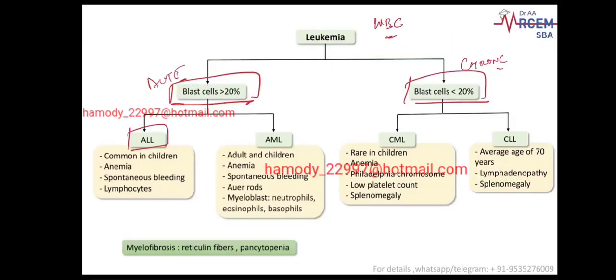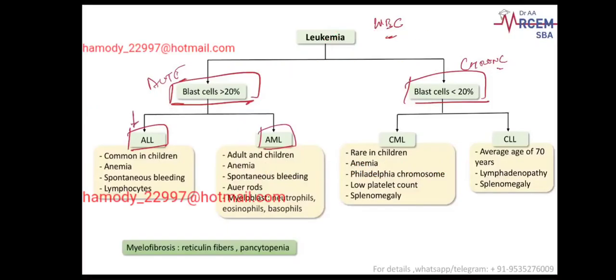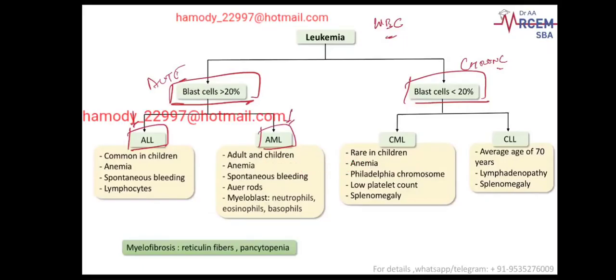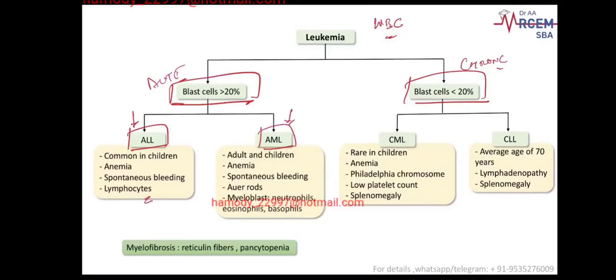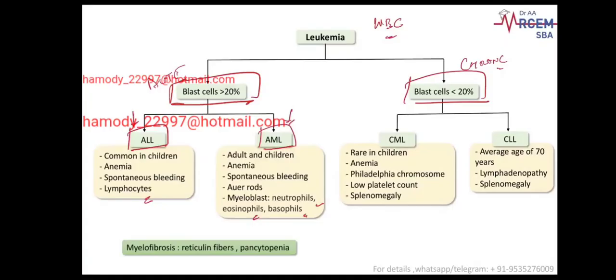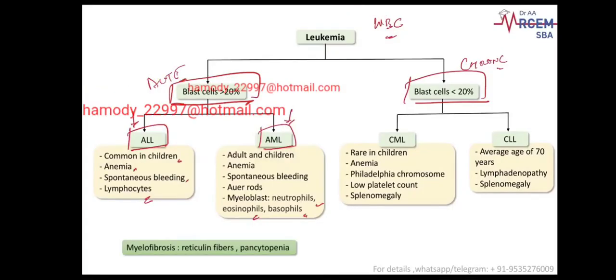Again, it is subclassified into AML and ALL. ALL stands for acute lymphoid leukemia. AML stands for acute myeloid leukemia. Here, lymphocytes are on the higher side. Here, neutrophils, eosinophils, and basophils are on the higher side because of the leukemia. ALL is commonly seen in the pediatric age group. They commonly present with anemia and spontaneous bleeding.